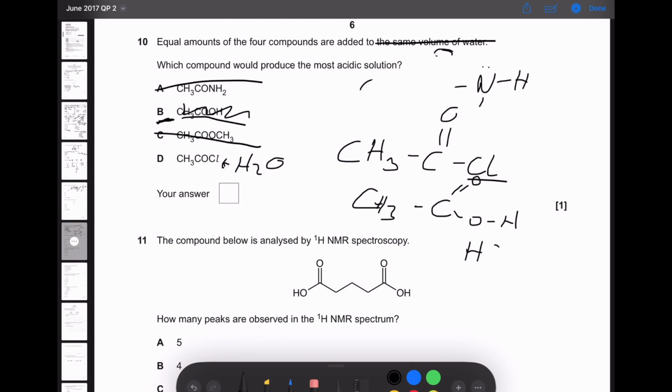What are we going to make? Well, we're going to make HCl. Dissolve that in water, and you're going to get hydrochloric acid. So we've got a strong acid and a weak acid, versus in B just a weak acid. So the answer is going to be D.